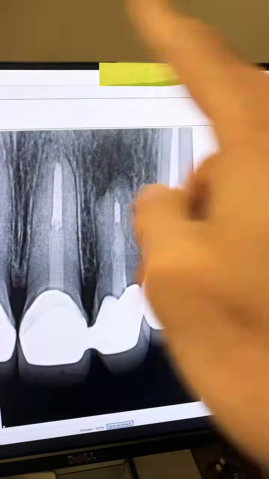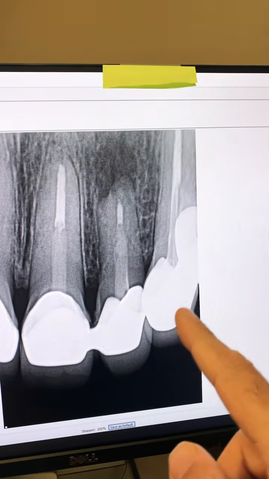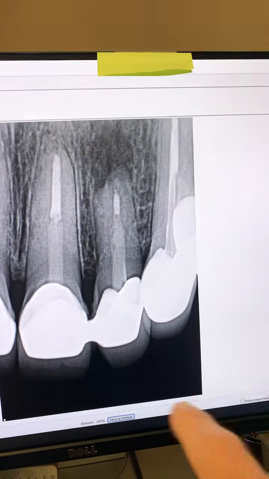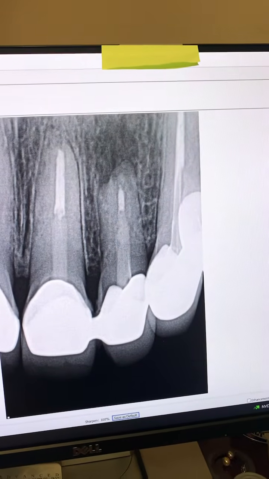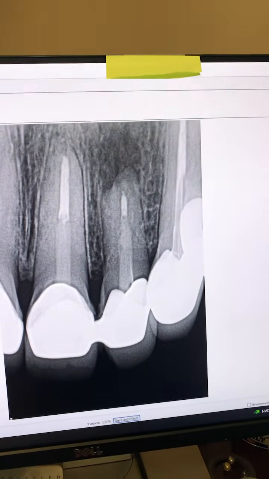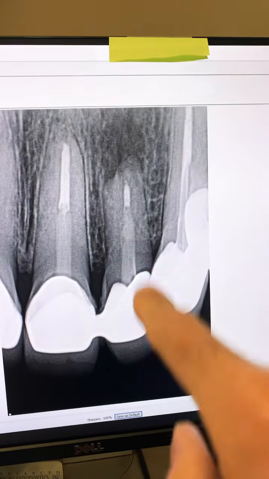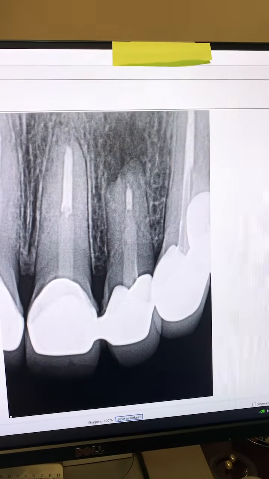So if I ever need to do an apical in the future, apical is so much easier. I don't need to retro prep and retro fill. But usually the non-surgical works.